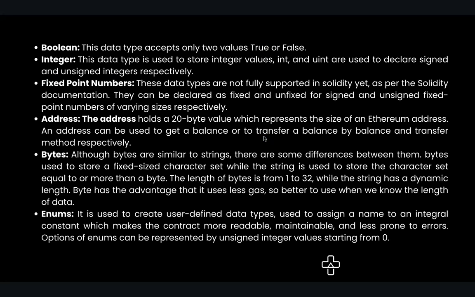For address, the address holds a 20 byte value, which represents the size of an Ethereum address. An address can be used to get a balance or to transfer a balance by the balance and transfer methods, respectively. So all these are data types. Your address is a 20 byte value. If you count the digits that make up your wallet address, especially for Ethereum, some of them would be 20. I think the max number is 20, I guess.